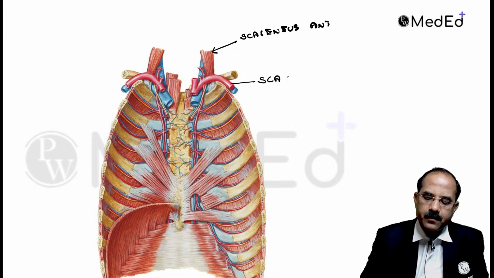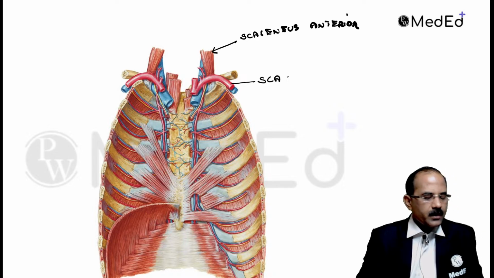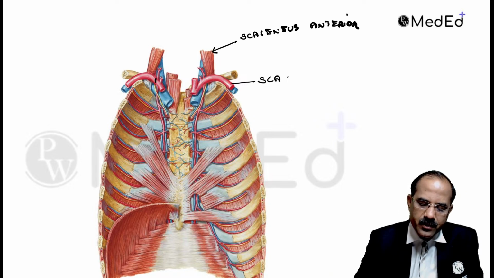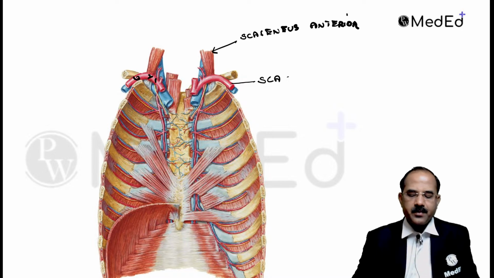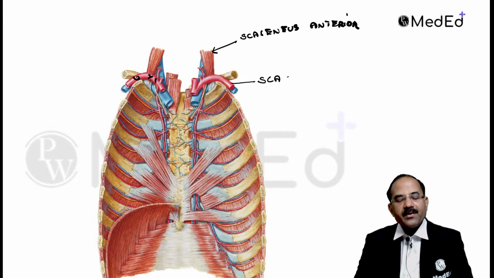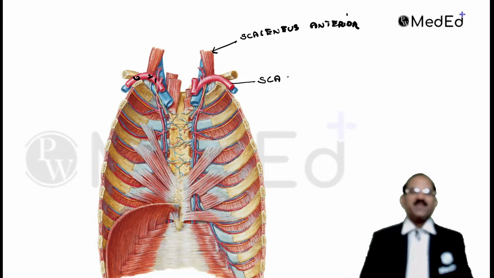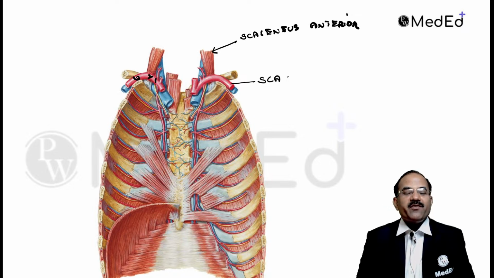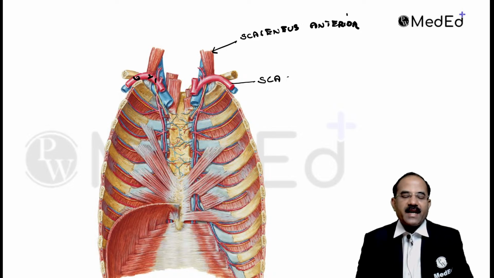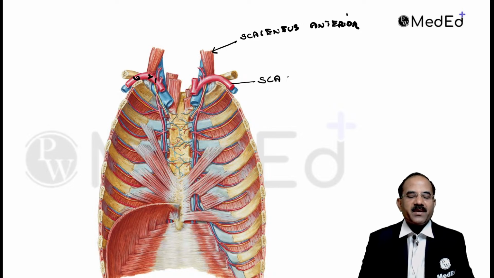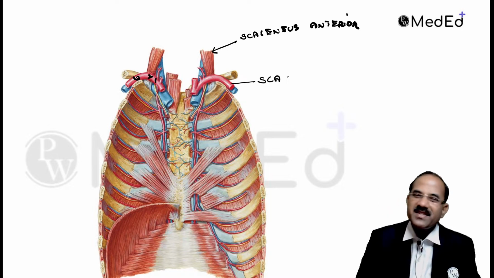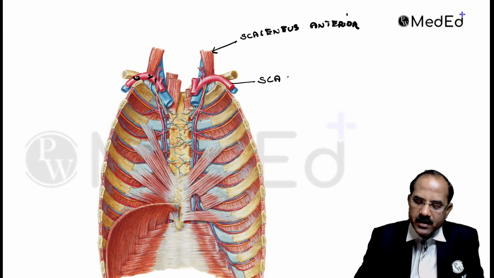Scalenus anterior. This muscle is scalenus anterior. So which is this part of the subclavian artery, students? That's the first part, second part, and that's the third part. Which is the muscle which divides the subclavian artery into three parts? That's the scalenus anterior. Can anyone tell me who divides the axillary artery into three parts? Any guesses? Yes, very good, Ruchika. The muscle which divides the axillary artery into three parts is pectoralis minor.